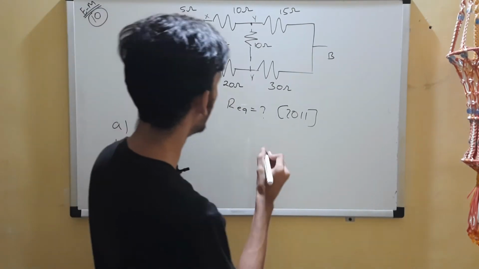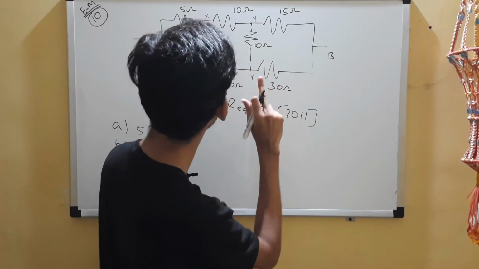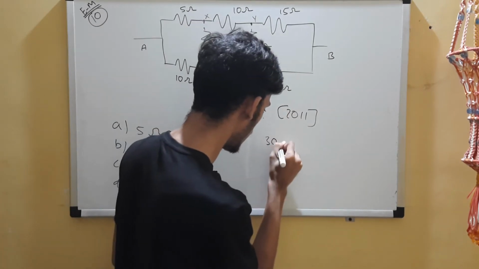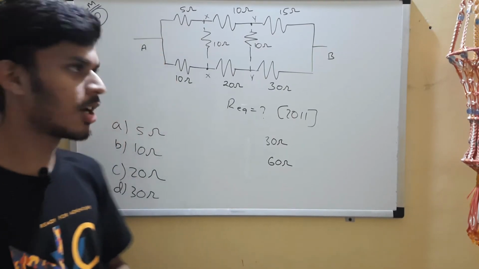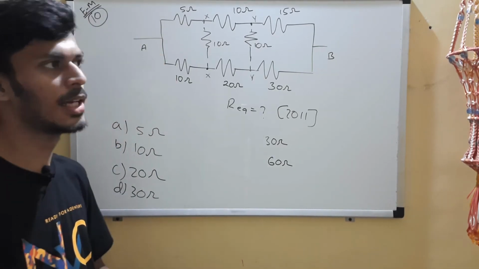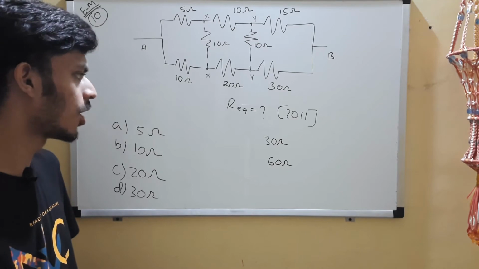So we have 30 ohms over here and 60 ohms over there. Now you can use product upon sum and that will give you your answer. Okay, so 30 into 60 divided by 30 plus 60, that will give you your answer.